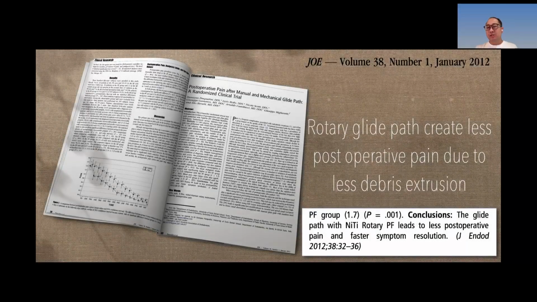So I just want us to see the literature and the study about this manual versus the rotary. From the study that I read in 2012, the rotary glide path will create less post-operative pain and less debris extrusion, because if you do it manually, sometimes the debris has more risk to extrude outside apically, compared to rotary. With rotary, the debris more easily comes up coronally instead of us forcing the debris apically.